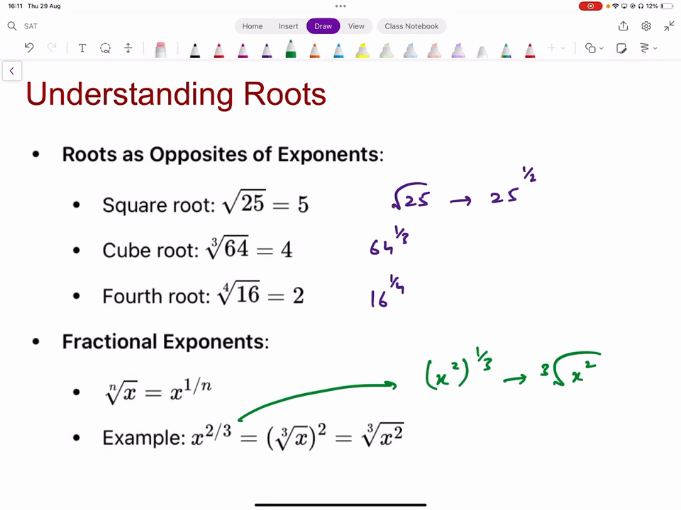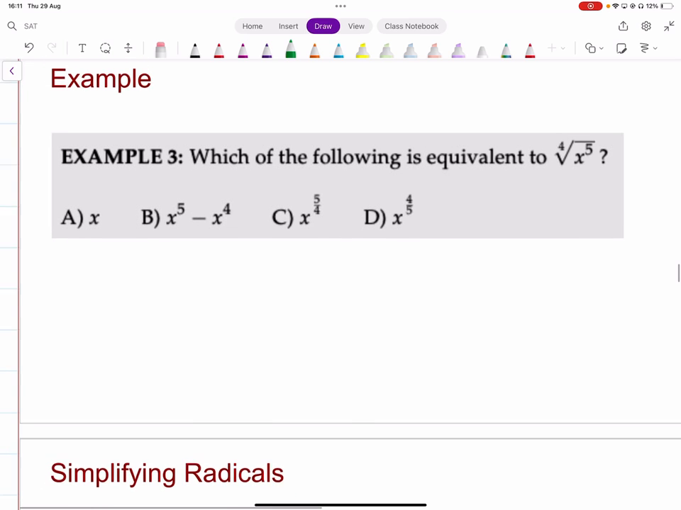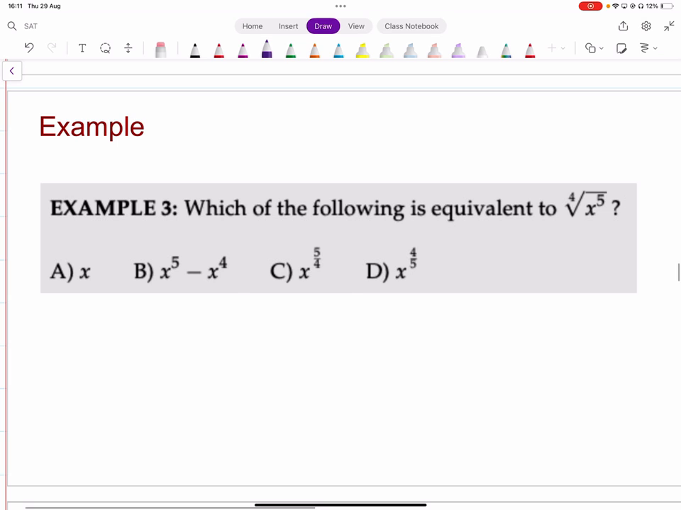Can we move on? Okay, let's take an example. Let's say you have this expression, x raised to power 5, fourth root of that, which is, what is that equivalent to? X power 5 over 4, right? So this 4 will go here and it becomes x power 5 over 4. So this is going to be C. Make sense? Right? Okay.